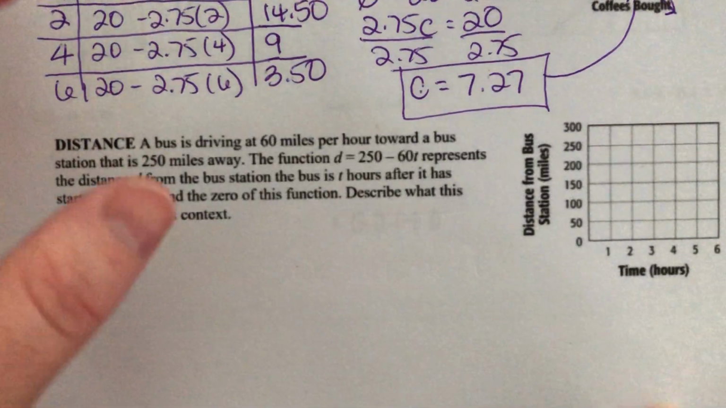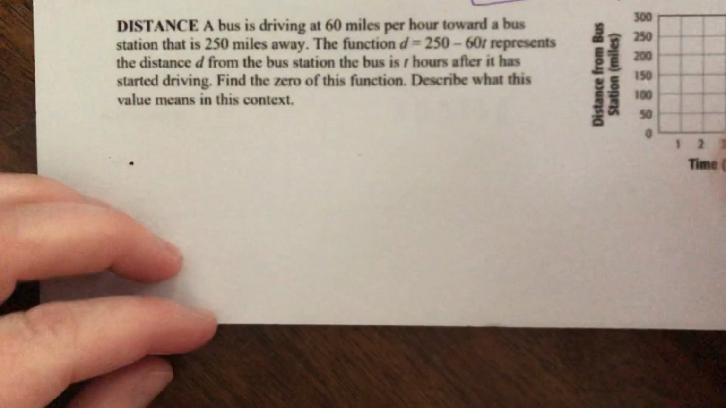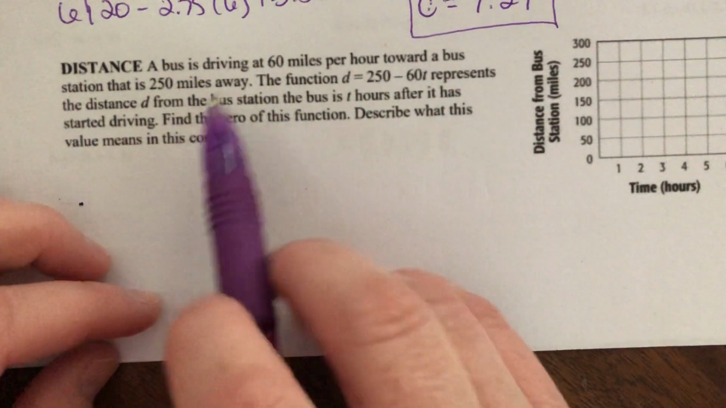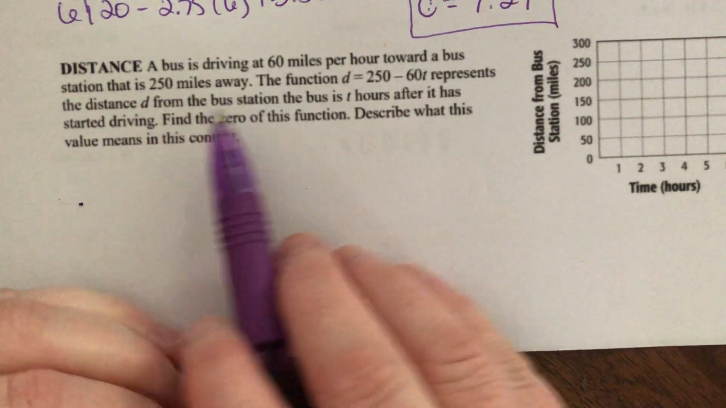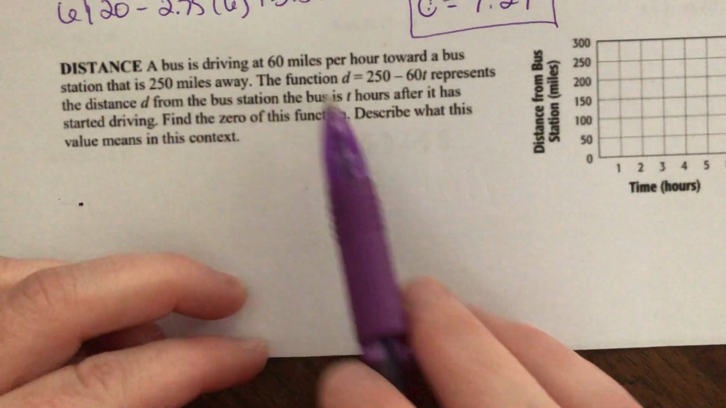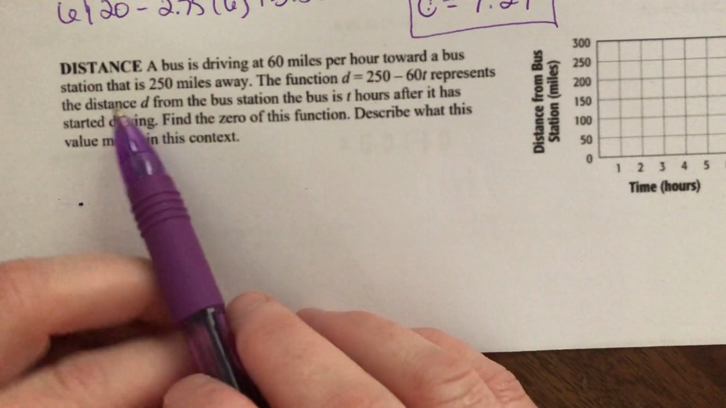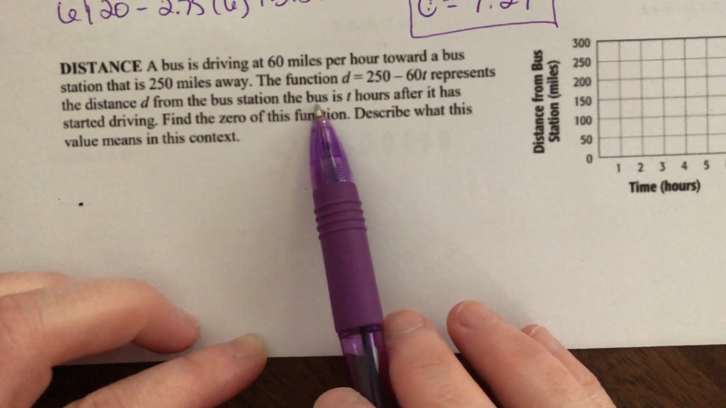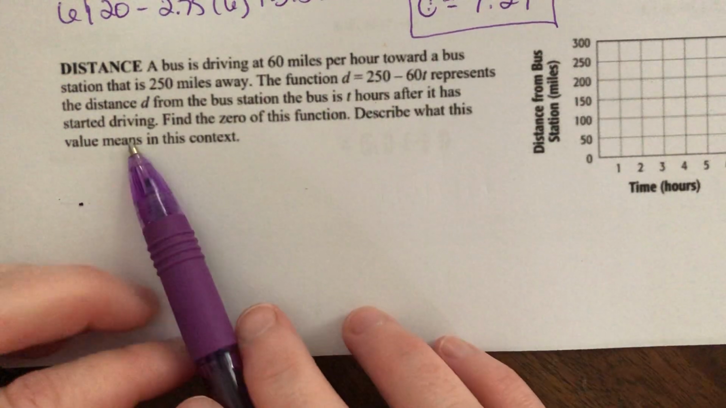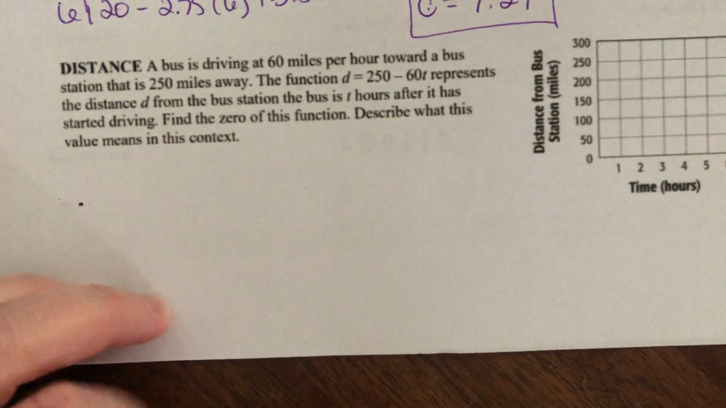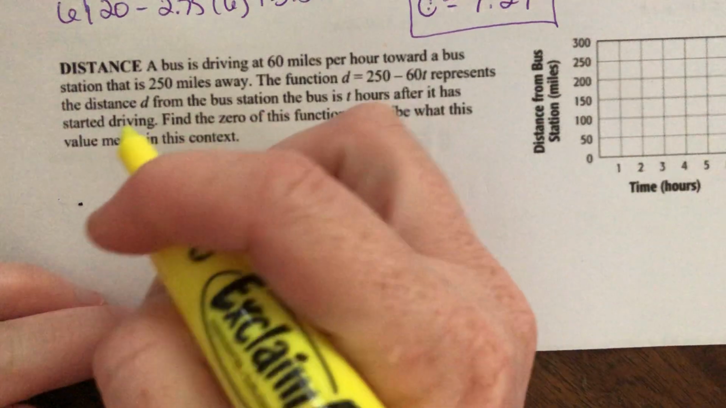All right, and last one. Sorry, I'm taking longer on this than I anticipated. All right, distance. Same type of problem. We're doing the same thing. Excuse me. A bus is driving 60 miles per hour toward a bus station that's 250 miles away. The function, blah, blah, blah, represents the distance d from the bus station the bus is t hours after it started driving. Find the 0 of this function. That means plug a 0 in for y, solve for x.